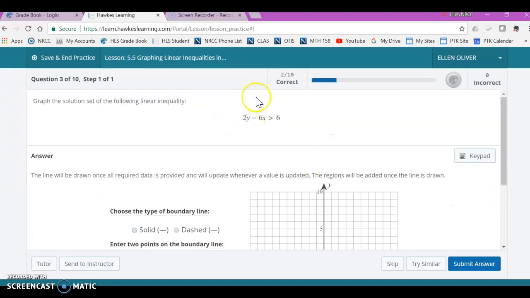Same thing here. I'm probably going to skip this one because I've already done 2 similar to it. So I want to preserve my time on this video and not get cut off.